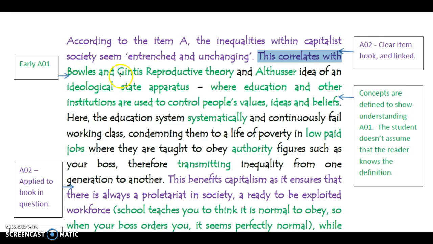This student has mentioned some key points, and they are defined as well, which shows understanding. It doesn't assume the reader knows the definition, or it doesn't assume that the examiner knows the definition.